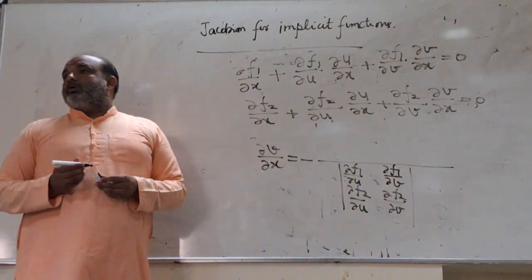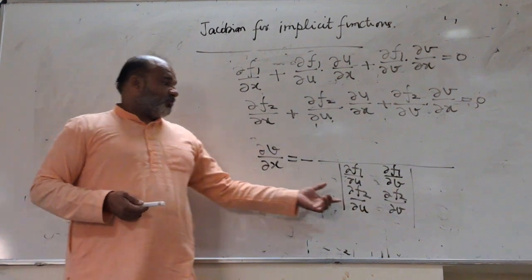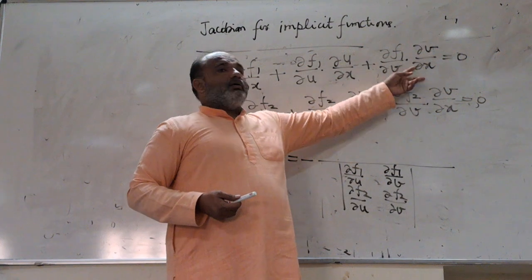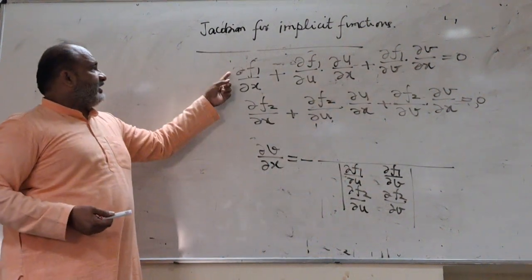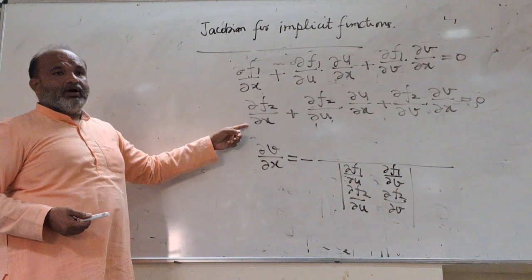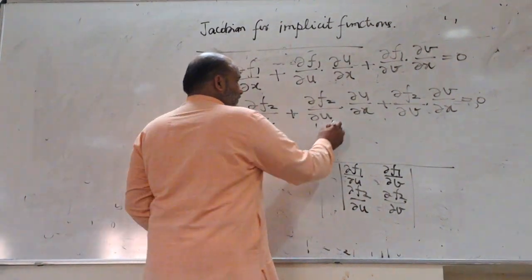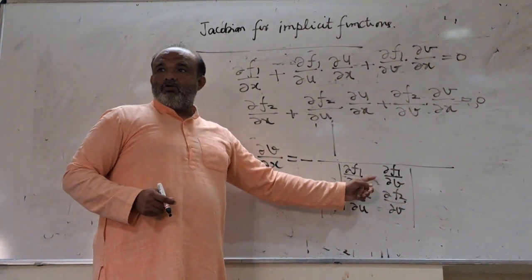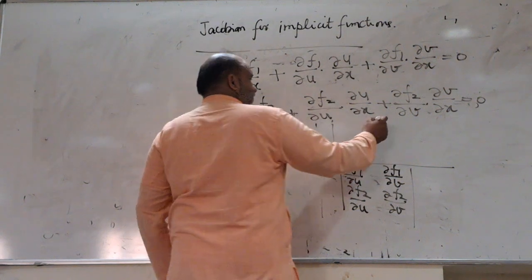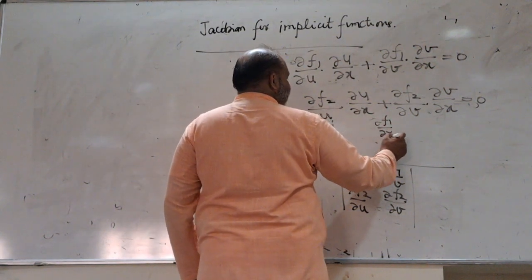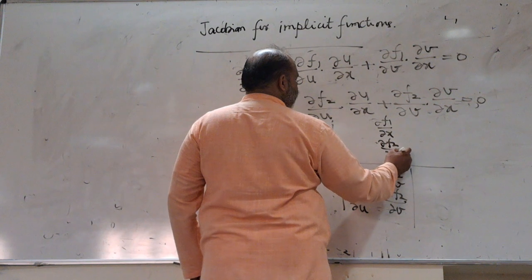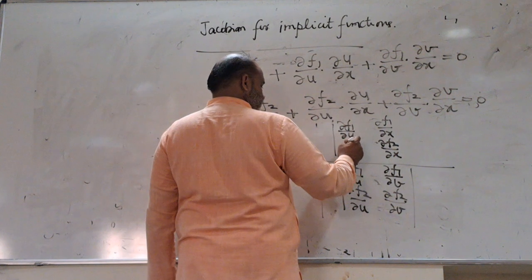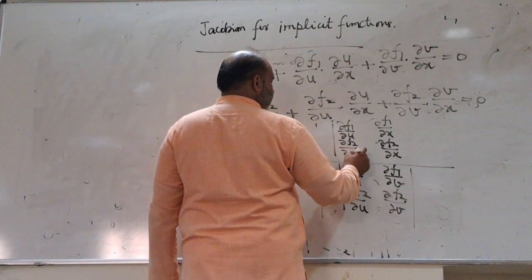Now here in the numerator, the column vector with respect to the coefficient of del v over del x will be replaced by del f1 over del x and del f2 over del x. It means that this column vector is now replaced with del f1 over del x and del f2 over del x. This will remain the same, del f1 over del u and del f2 over del u.